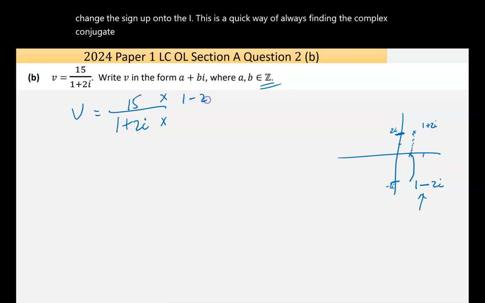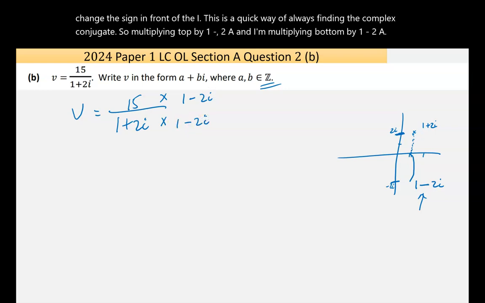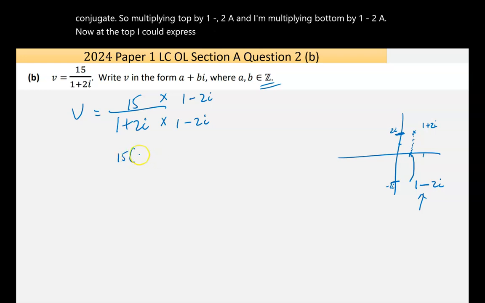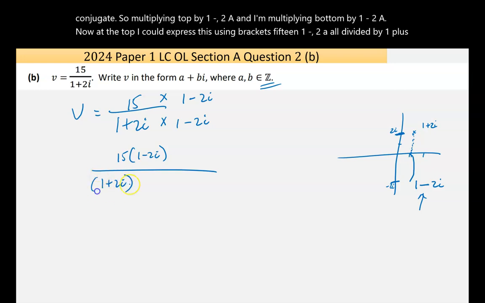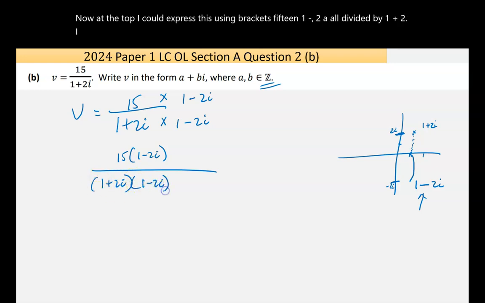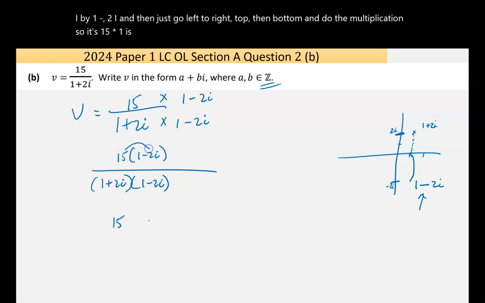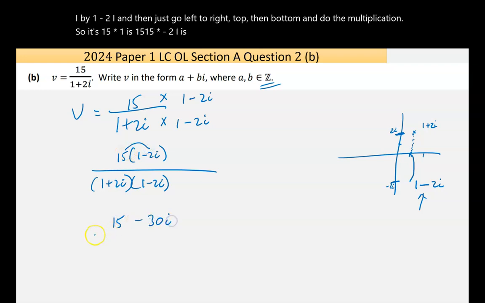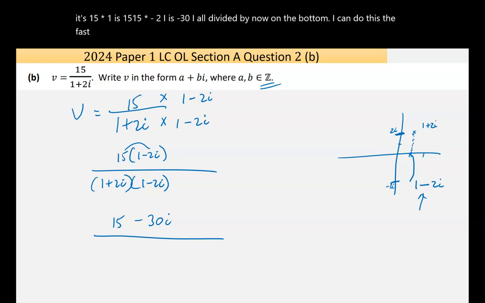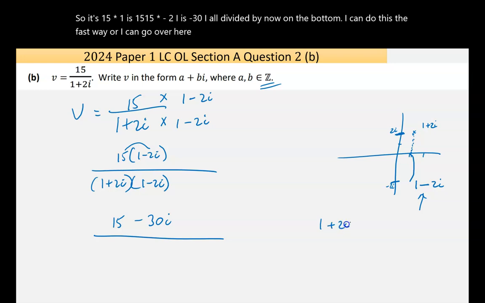So I'm multiplying top by 1 minus 2i, and I'm multiplying bottom by 1 minus 2i. Now at the top, I could express this using brackets. 15 times (1 minus 2i), all divided by (1 plus 2i) times (1 minus 2i). And then just go left to right, top then bottom, and do the multiplication. So it's 15 times 1 is 15. 15 times minus 2i is minus 30i, all divided by, now on the bottom, I can do this the fast way, or I can go over here to rough work, 1 plus 2i multiplied by 1 minus 2i.